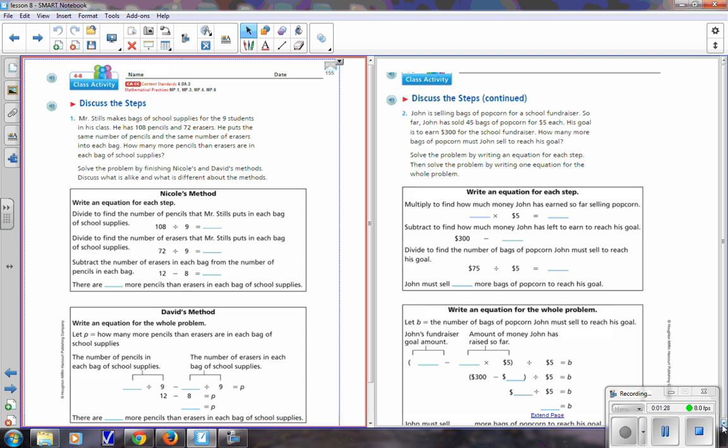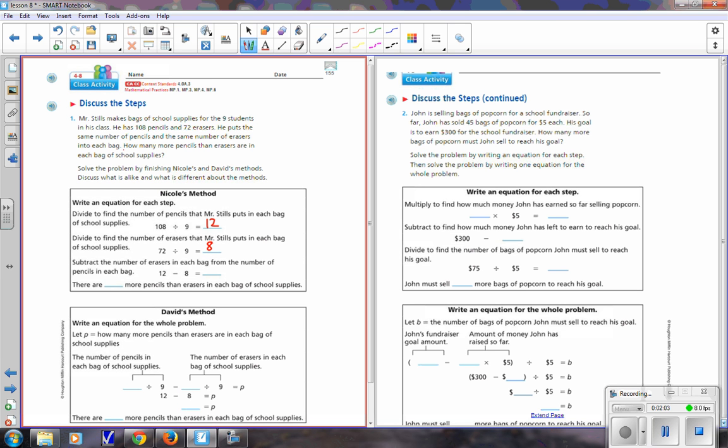First, she wrote an equation for each step of the problem. So first she divided up the pencils because he has 9 students. She broke up that group of 108 pencils and divided it evenly to all 9 students. So each student is going to get 12 pencils. Then Nicole did the same thing with the 72 erasers. So each student is going to get 8 erasers.